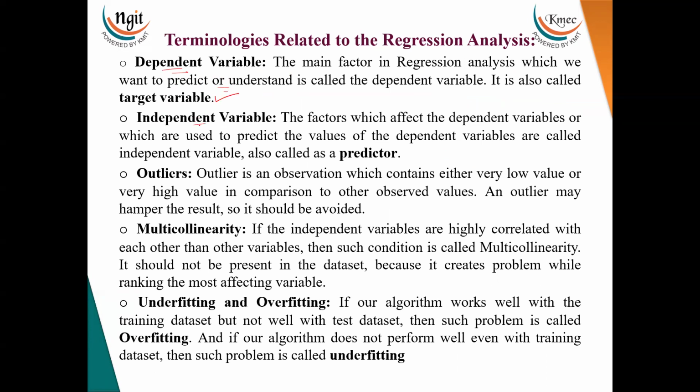And the second one is the independent variable. These are the factors which affect the dependent variable, or which are used to predict the values of the dependent variable, and we can also call them the predictors. And here we call it the target variable.